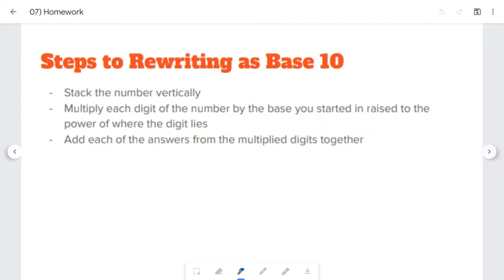All right, welcome back. So basically our steps to rewriting base of 10 is to stack the number vertically, multiply each digit of the number by the base you started in, and raise it to the power of where the digit lies. So if you're the third placeholder, like if I had a digit like this, we're raising it to the second power. Here to the first power, here to the 0. Okay, if I had this one, we'd raise it to the third. It's all about how many zeros you end up having. Okay, but we just write those out and we add each of our multiplied digits together.